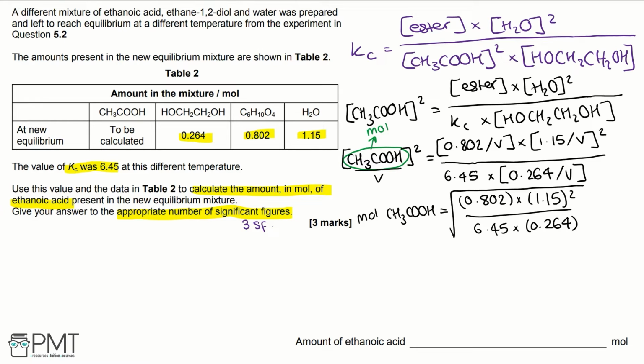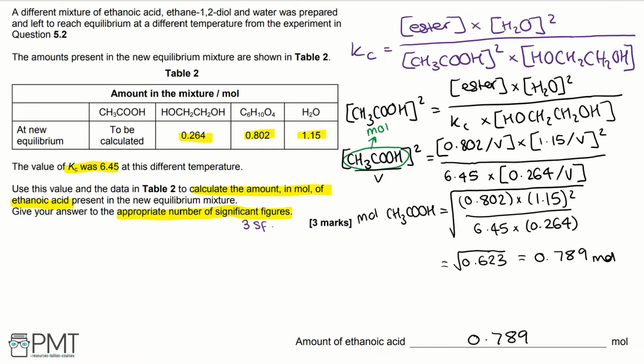Typing this in the calculator, you get the square root of 0.623, which equals 0.789 moles. And that is to 3 significant figures. So we can write that on our answer line because it's to the appropriate number of significant figures, and you won't get your third mark if it isn't to 3 significant figures.